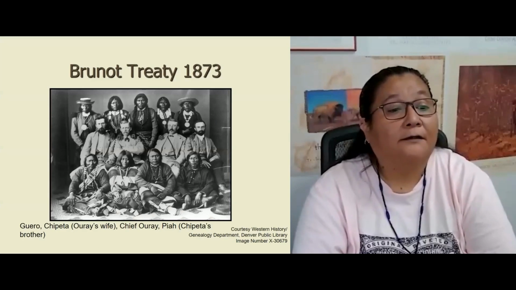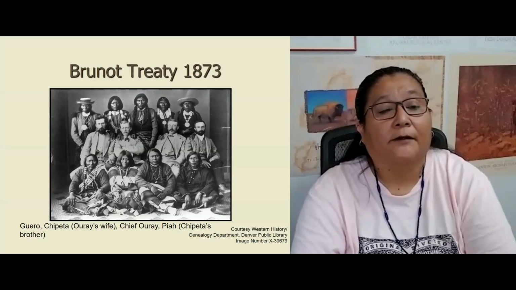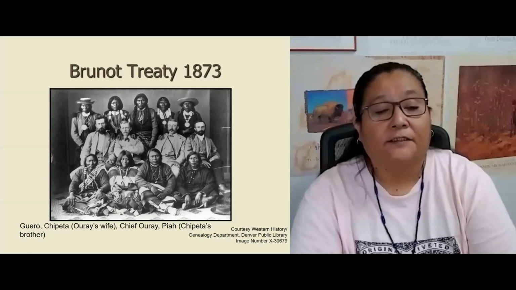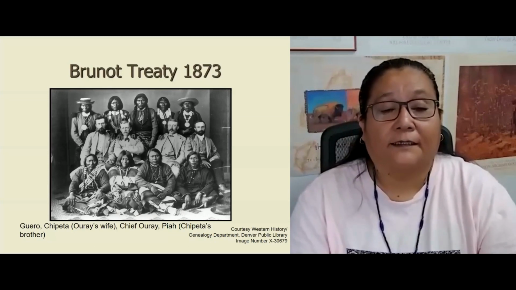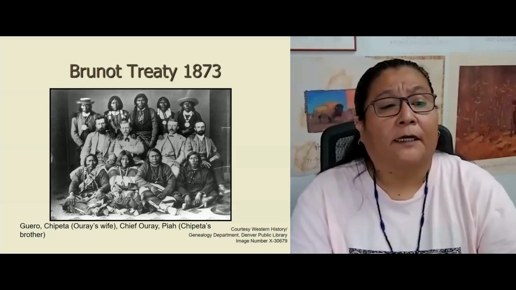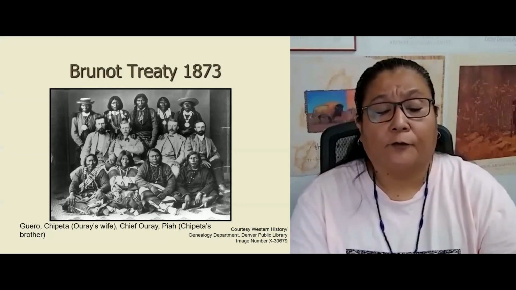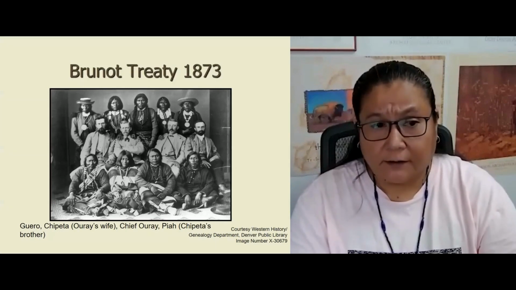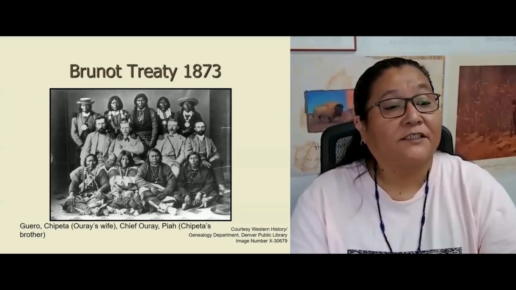So here's a cool photo. Here's Ouray, here's Chipeta, and Chipeta's brother is this gentleman here, and he had two names. His first name is Ba'a, and his other name was Avant D, which means autumn deer. Ba'a was one of Chief Ouray's sub-chiefs, and he wanted to do a little more fighting. And this gentleman, they say, is Chief Ouray's father.